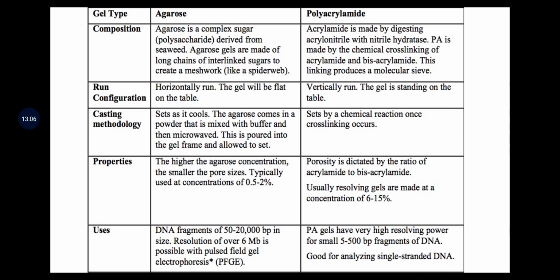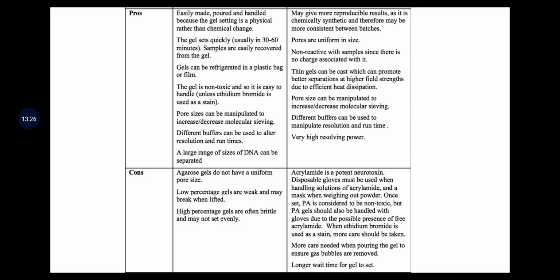Utility of agarose: DNA fragments of 50 to 20,000 bp in size. Resolution of over 6 Mb is possible with pulse field gel electrophoresis, whereas polyacrylamide gels have very high resolving power for small, that is 5 to 500 bp fragments of DNA. This is good for analyzing single stranded DNA.